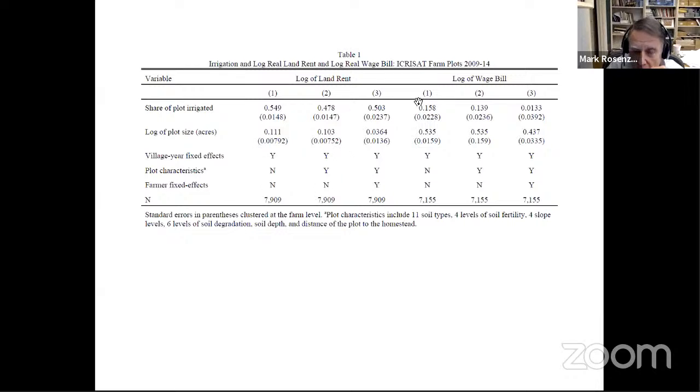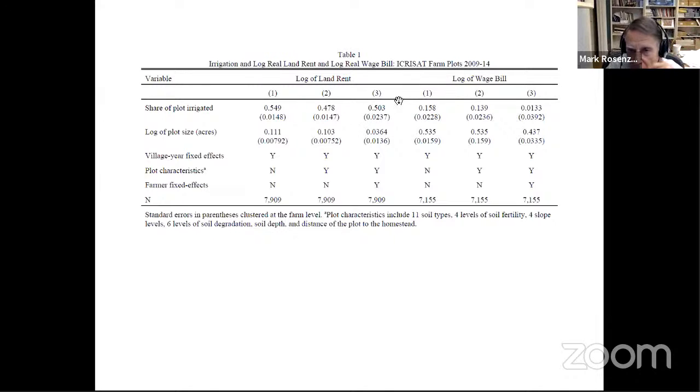So now we're solely looking at the relationship between irrigation and the value of the land per acre, of course, for the same farmer. And what we see is that a plot that is fully irrigated has 50% more value than, for the same farmer, a plot that has no irrigation. So irrigation has a powerful effect on the value of land, not a surprise.